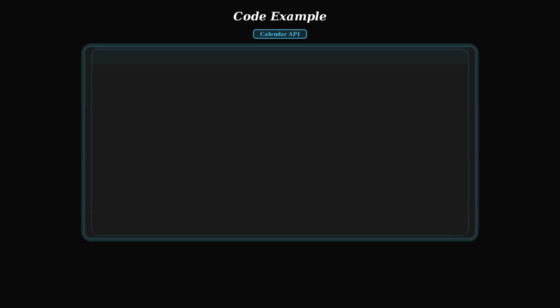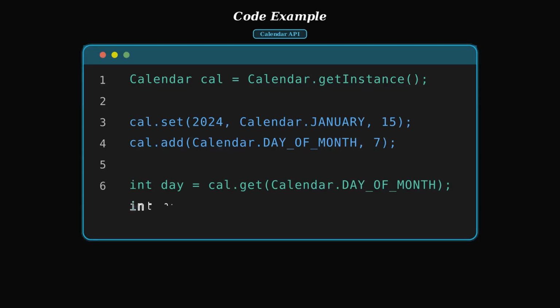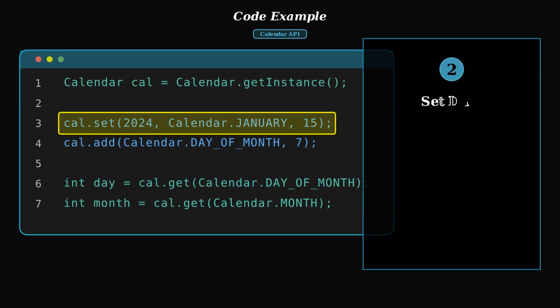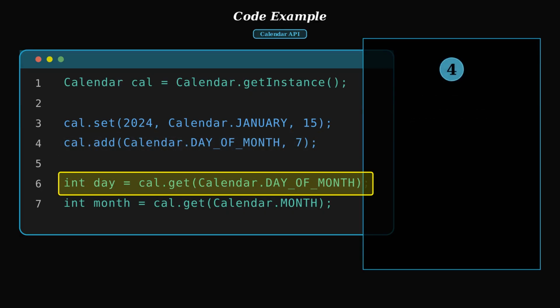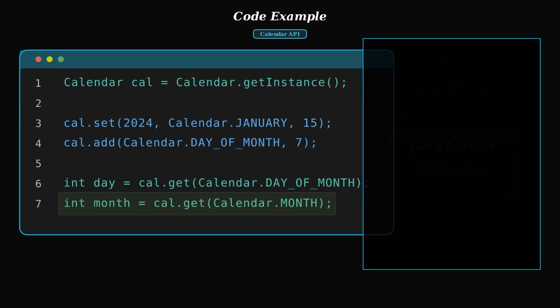Let's see how to implement Calendar API in code. Here is the implementation. Get instance. Create calendar object. Set date. Set to January 15th, 2024. Add days. Add 7 days to date. Get day. Extract day number. Get month. Extract month number. Now let's see the output of this code.